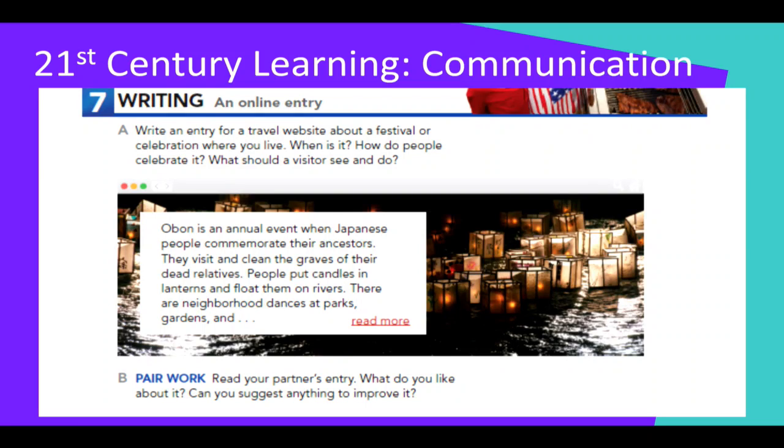So the students are going to practice writing. Writing is communication, but in addition to writing, we're going to have the students then read each other's travel website entries and make suggestions, what's good or what could be better. So we have them communicating by writing and communicating by speaking. So lots of communication happening in this activity.